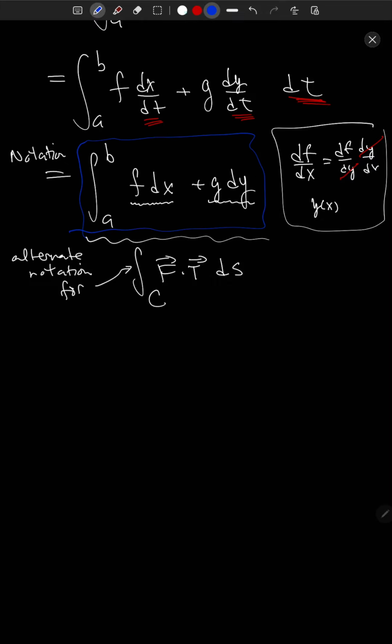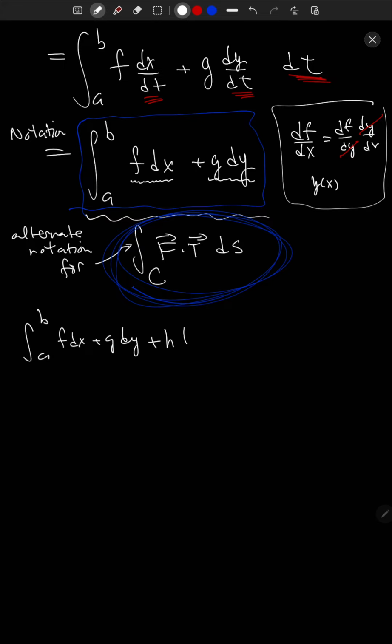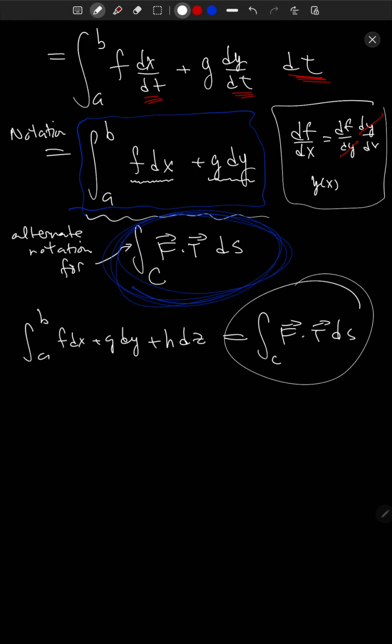You'll definitely see it in the future. So if you do see F dx plus G dy, or something dx plus something dy, in an integral from a to b, just a one variable integral, then that's actually representing this guy down here. Now, if you're doing a three variable thing, the three variable version would be the integral from a to b of F dx plus G dy, or whatever dx plus whatever dy plus something dz. And again, that's purely notation for this guy here. The right-hand side is really what you're doing.